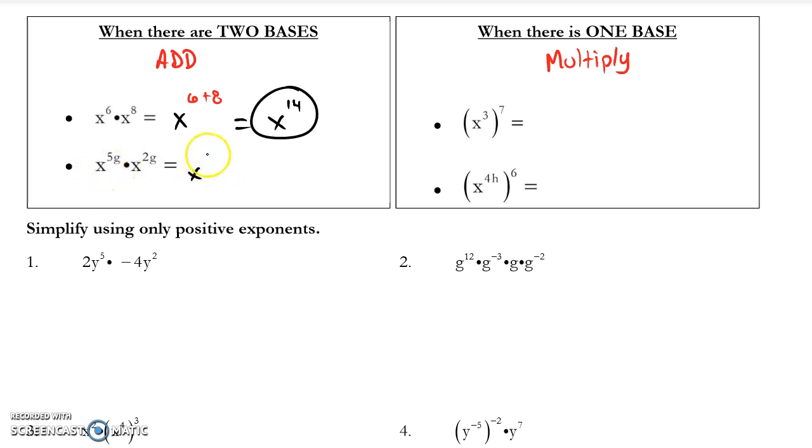This is x to the 5g plus 2g. Those are like terms. If my terms are like terms, I can combine them. 5g plus 2g is 7g.